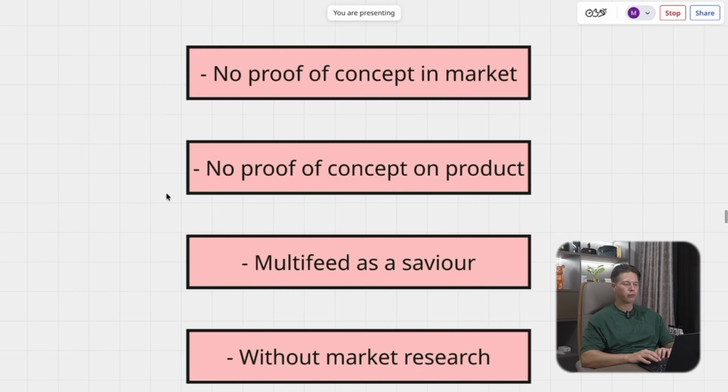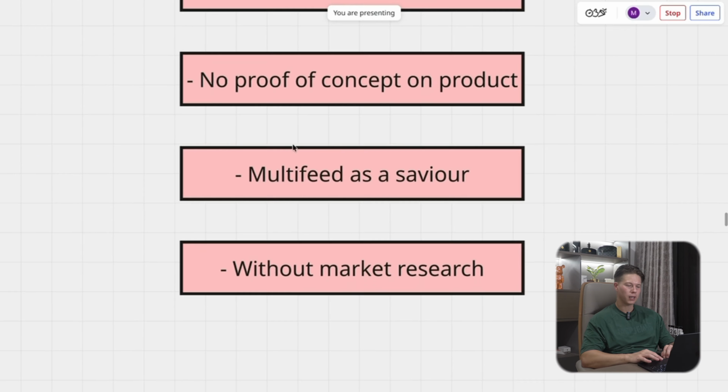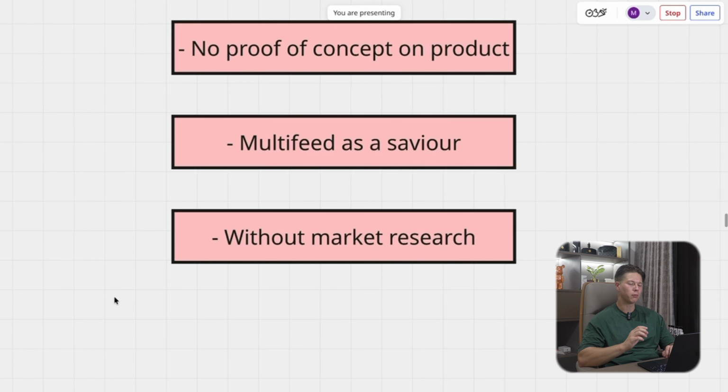If there is no proof of concept on the product, you have to do the right product research, go into the trends, find the right winners, and from there on it will work in all markets. And like I said, a multifeed is not a savior. If you don't do the right market research before you add another market, it will be a waste of budget, so then I would not recommend adding a multifeed either.